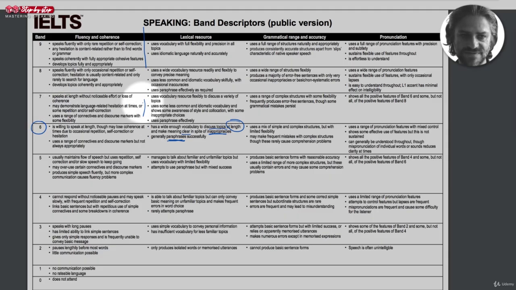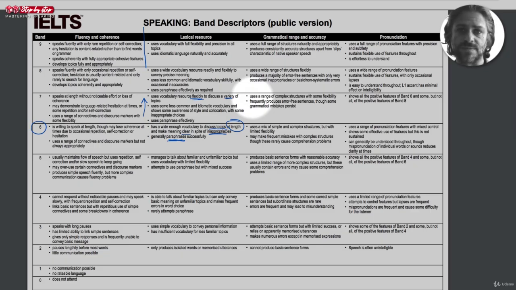Now, moving up to number 7, let's have a look. So uses vocabulary resources flexibly. So not using the same word like believe, believe, believe, but think, my opinion is, etc. And you are able to discuss a variety of topics.